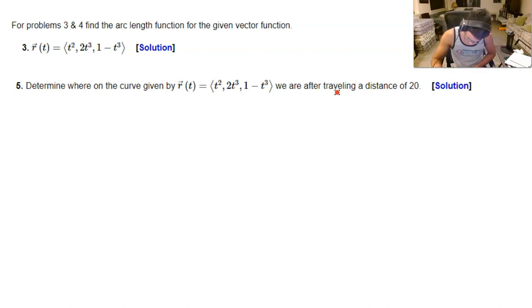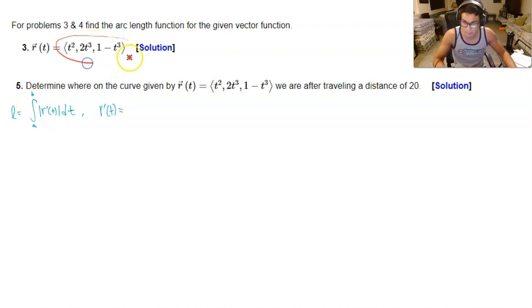The length is L, integrating from a to b of the norm of r prime of t dt. Now notice we don't have bounds, so for us b will be just t and a will be 0. But first let's find r prime of t. Let's take the derivative of this with respect to time.